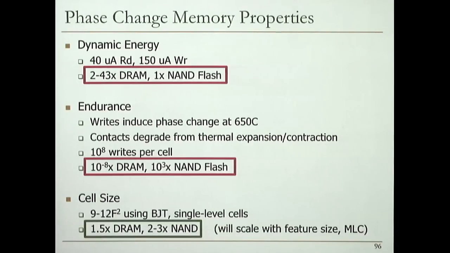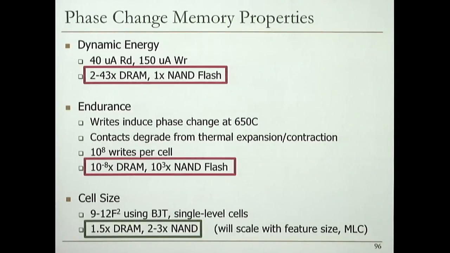Endurance, DRAM doesn't have this problem, as you can see. So the endurance problem is caused because of these high temperature writes. Basically, you induce phase change at 650 degrees Celsius. Of course, it depends on the material and technology. But the problem is if you heat up something to that high temperatures, the contacts degrade from thermal expansion and contraction. And as a result, you can do only so many writes. That's the breakdown mechanism or wear-out mechanism in phase change memory. So it's much worse than DRAM, but it's better than NAND flash.